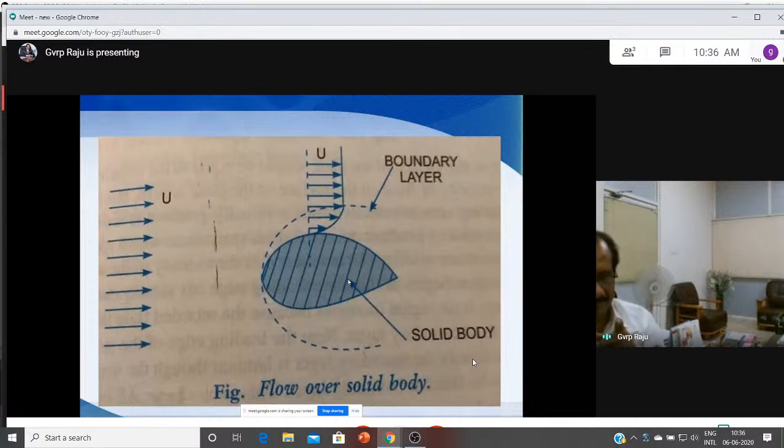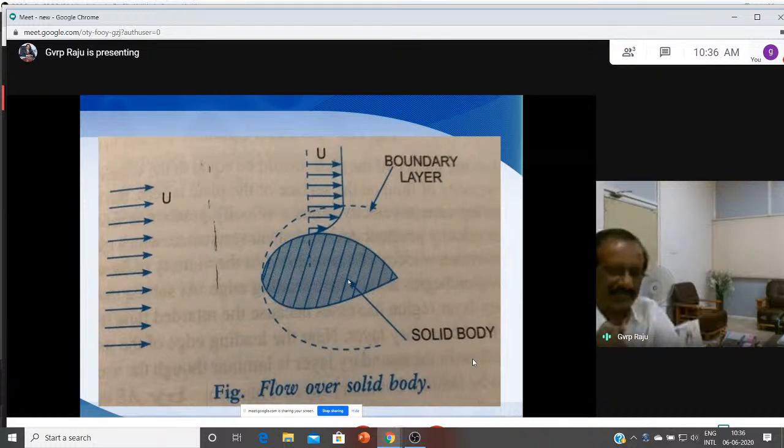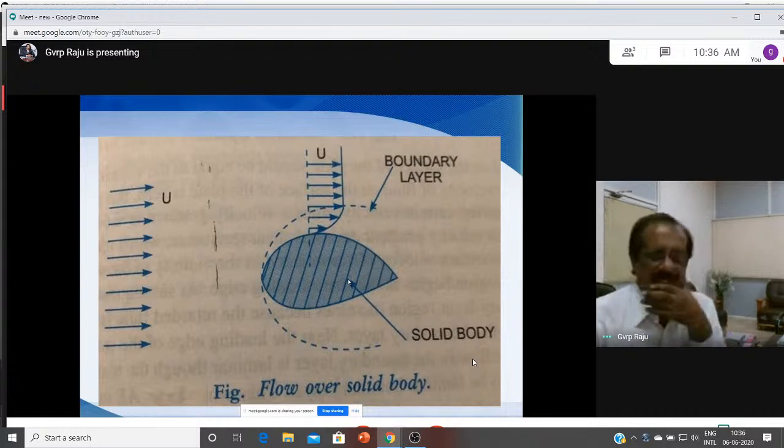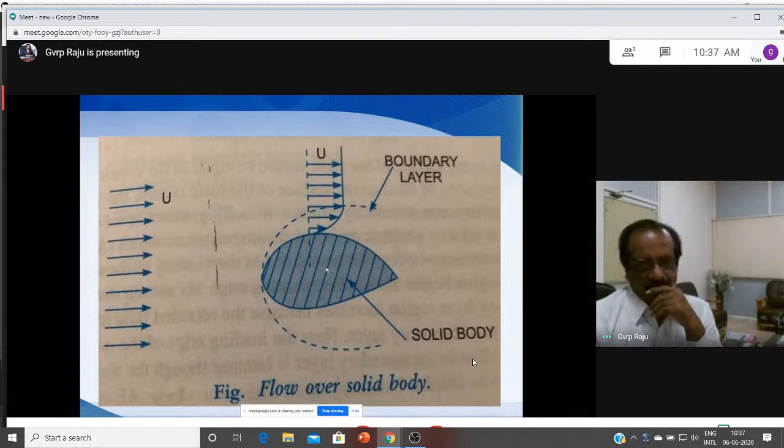Now, the solid body is moving here. The fluid, on account of viscosity, whether the solid body is stationary or moving, adheres to the solid body. So the fluid on the solid body also moves with the same velocity as that of the solid body. So those are two different cases here. Now, instead of a moving solid body, we can consider only a stationary solid body.